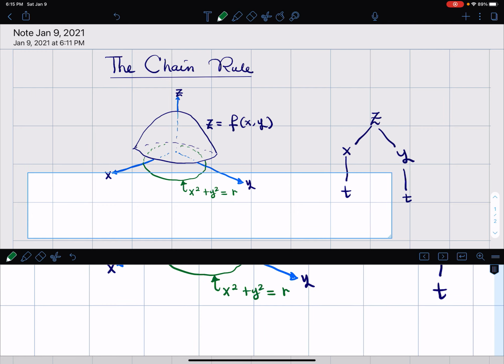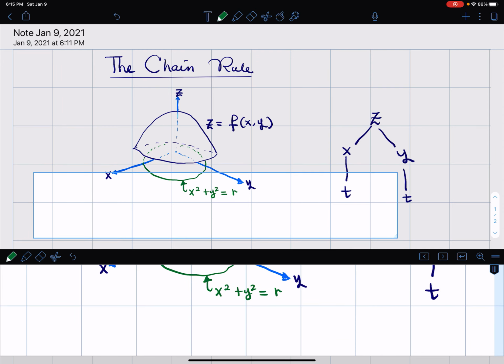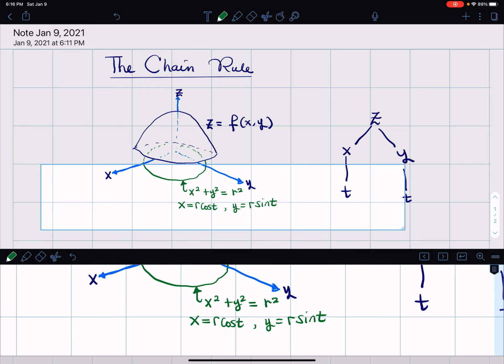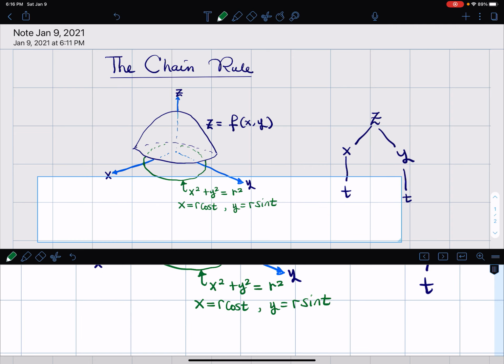But a way of writing the parametric equation of this circle is x is equal to r cosine t and y is equal to r sine t, where r is the radius. Sorry, this is r squared, not just r. So if we want to consider this function just along this circle, then it will make sense to rewrite the whole function in terms of t, where x is a function of t, r is a constant, so x is a function of t, and y is also a function of t.